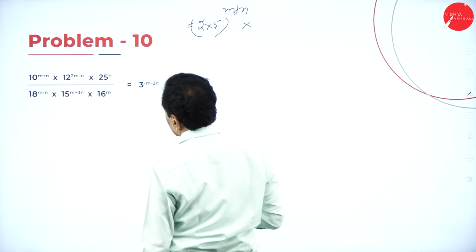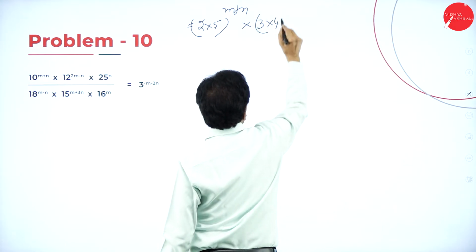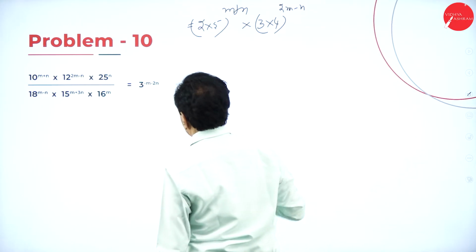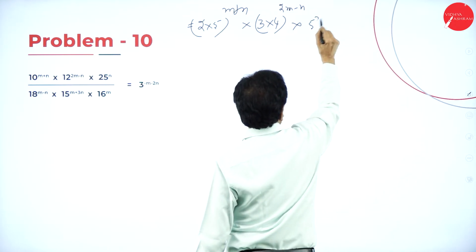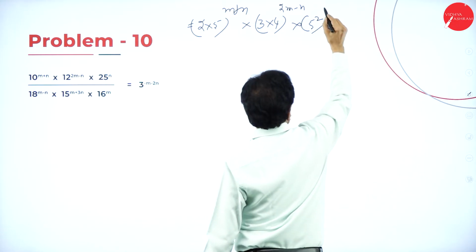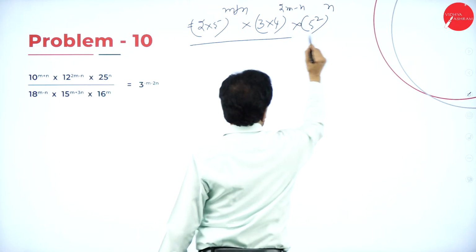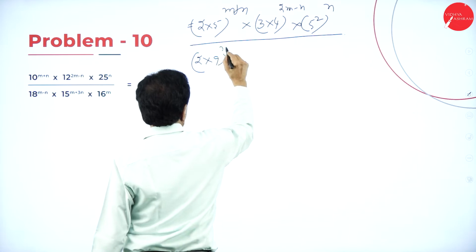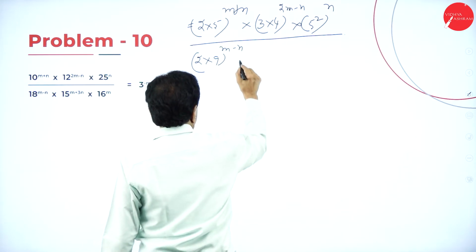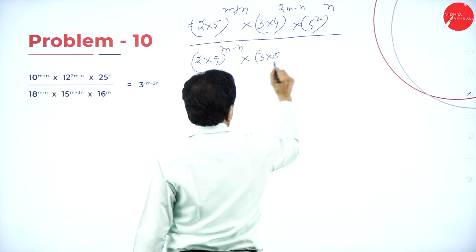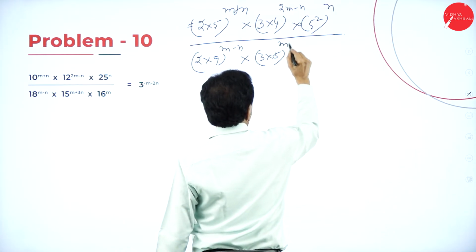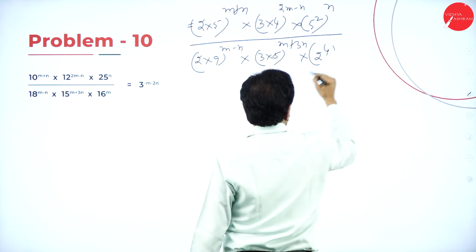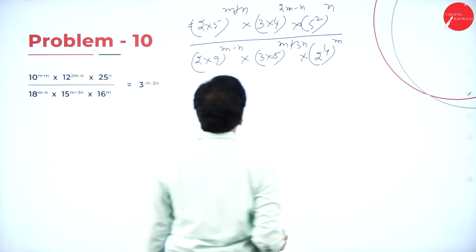This can be written as 3 into 4 to the power of 2m minus n into 5 square to the power of n, whole divided by 2 into 9 to the power of m minus n, 3 into 5 to the power of m plus 3n, 2 to the power of 4 to the power of m. Slowly you have to write.